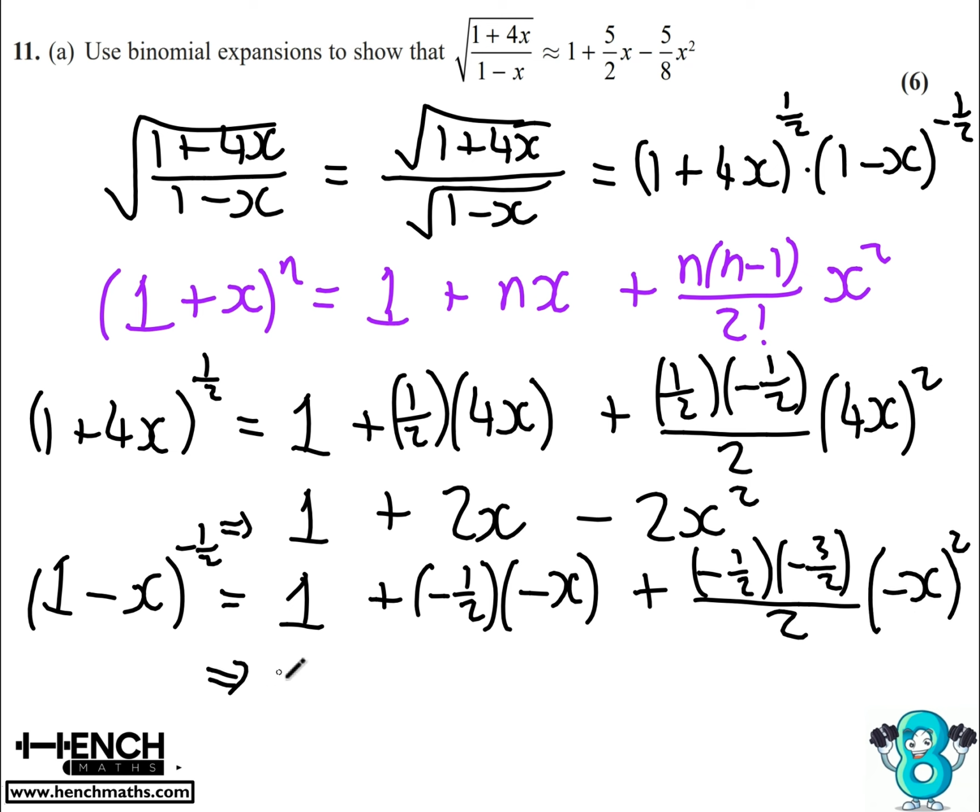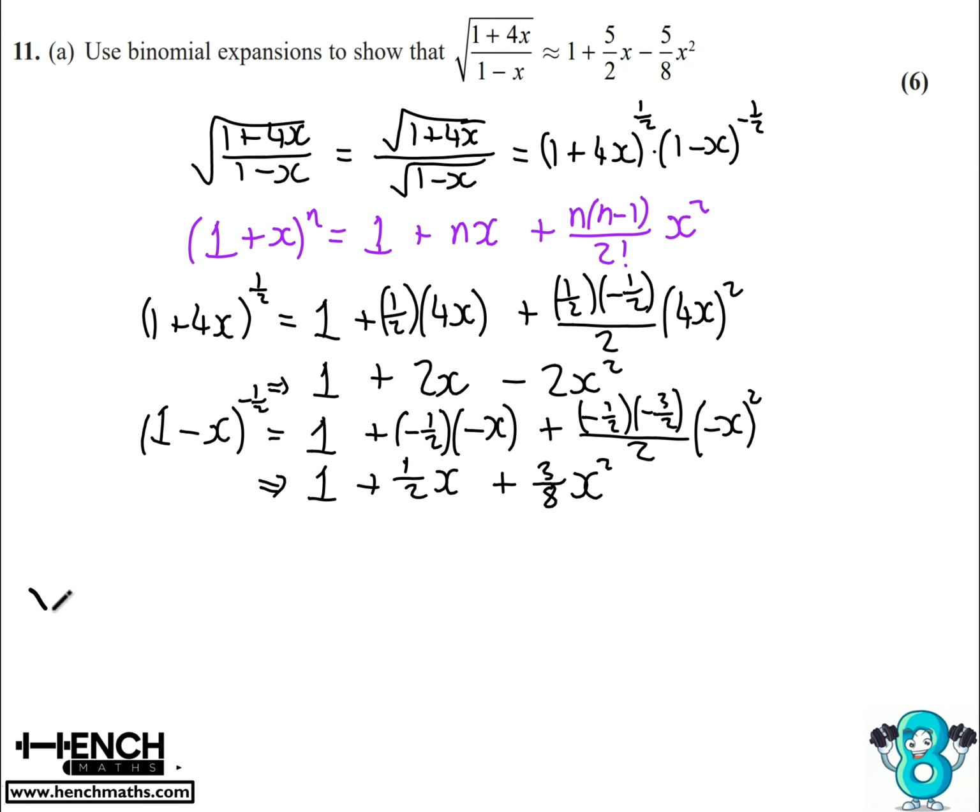So what's that going to simplify to? We're going to get 1 again. Negative half times negative x will be positive a half x. Negative a half multiplied by negative 3 over 2 would be positive 3 over 4. So it would be positive 3 over 8, multiplied by negative x squared, which becomes positive. So we're going to get positive 3 over 8 x squared. And now we've expanded our separate components.